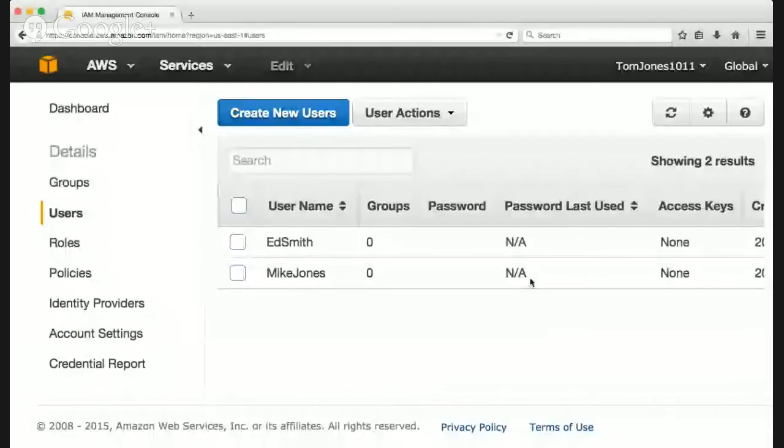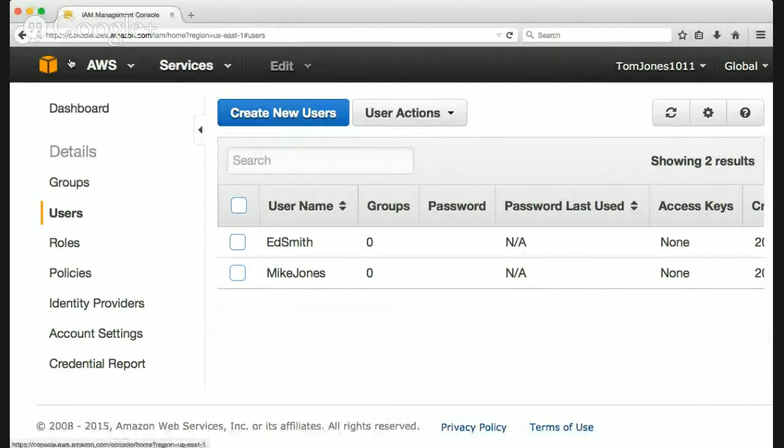So what I've done here is I've created Ed Smith and Mike Jones. I'm sure you're still here. You're not seeing it. All right, if you missed that, I'm concerned that you missed that.